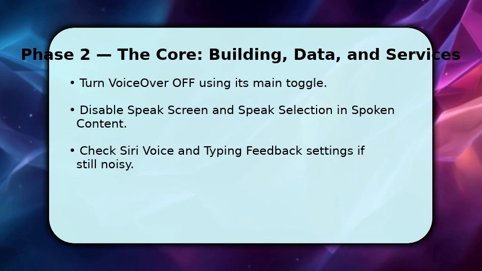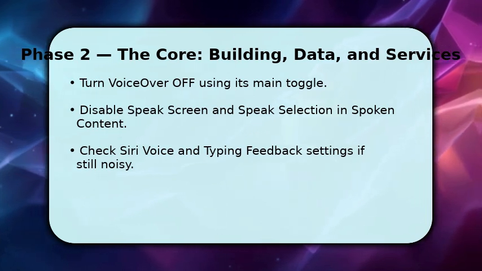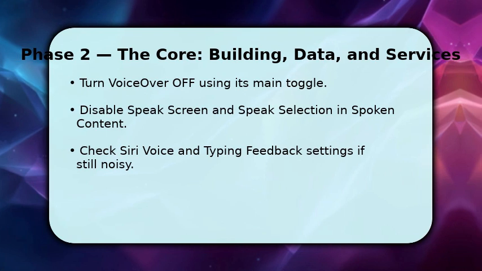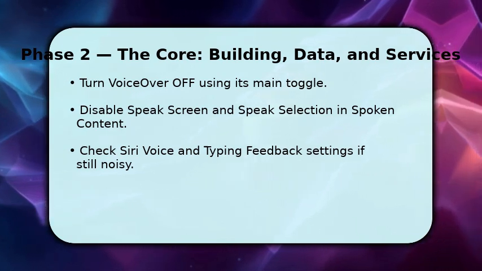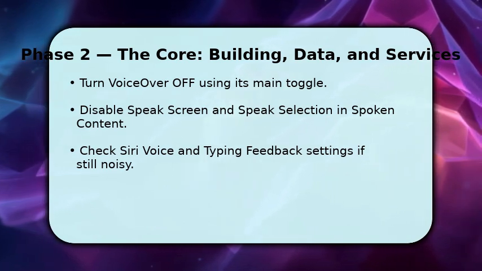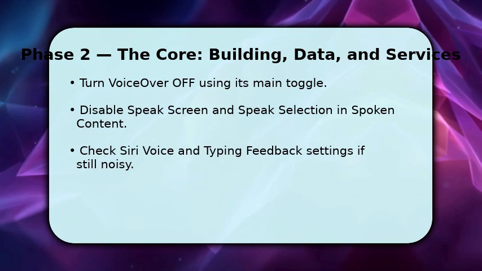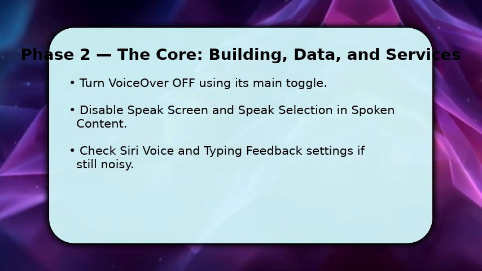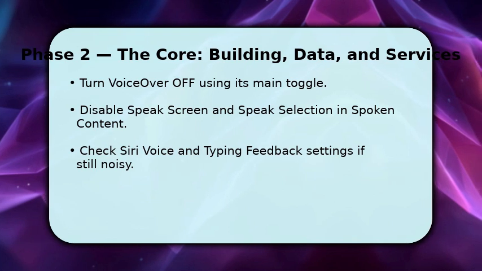Turn VoiceOver off by tapping its toggle and confirming. This immediately stops screen narration. Then open spoken content and turn off Speak Screen and Speak Selection so gestures and selections no longer speak aloud. Make sure Siri's voice responses are set to minimal or hands-free only if you prefer silence.